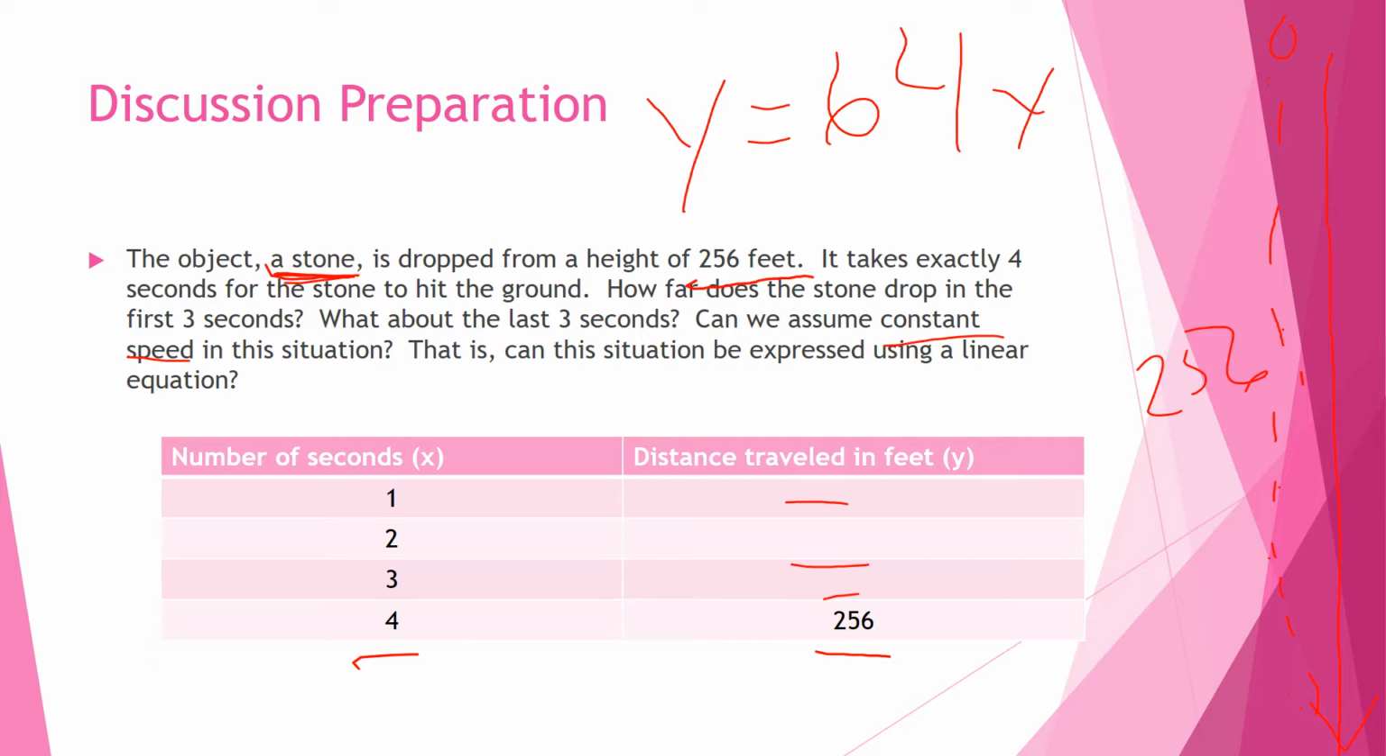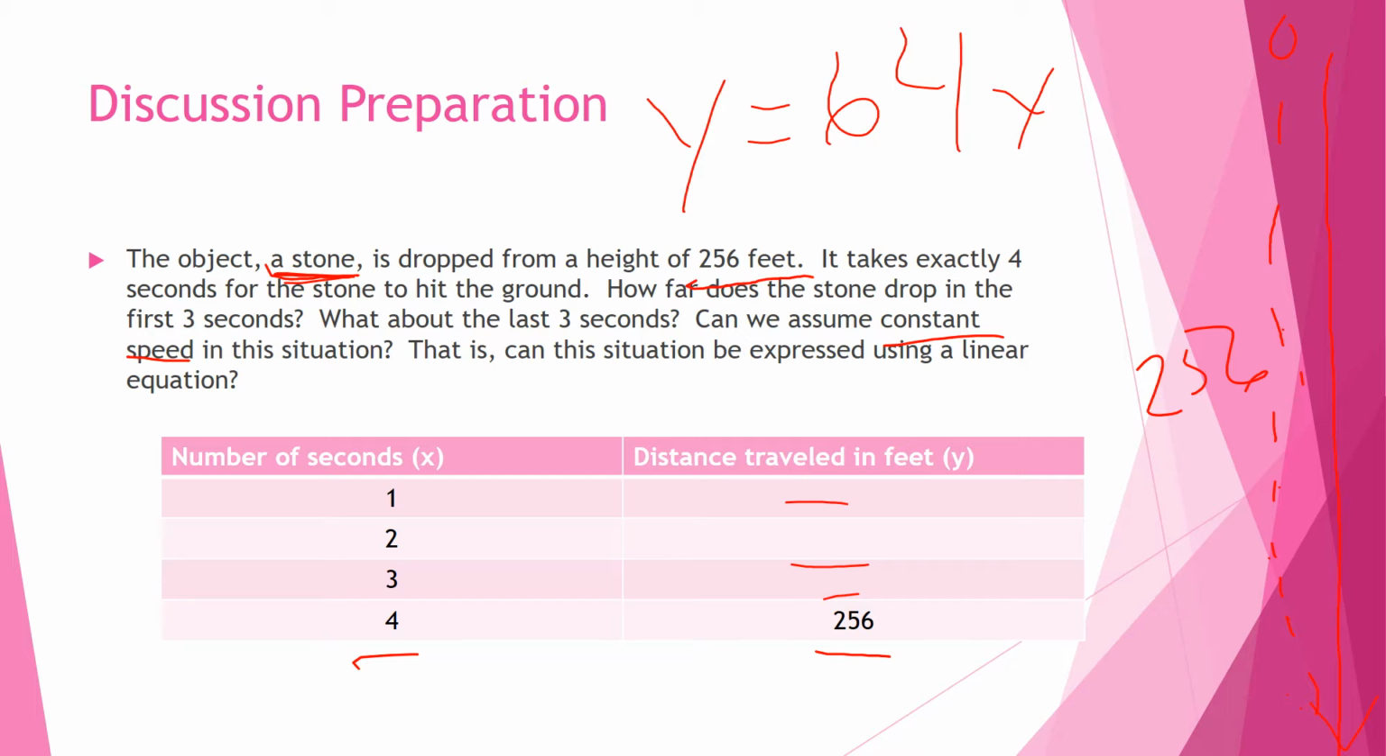That is what we know so far. How far does the stone drop in the first 3 seconds? What about the last 3 seconds? Can we assume constant speed in this situation? So this is something we're thinking about. Can we assume constant speed? Can we assume that when this rock is falling, that 256 feet is going the same rate all the way down?